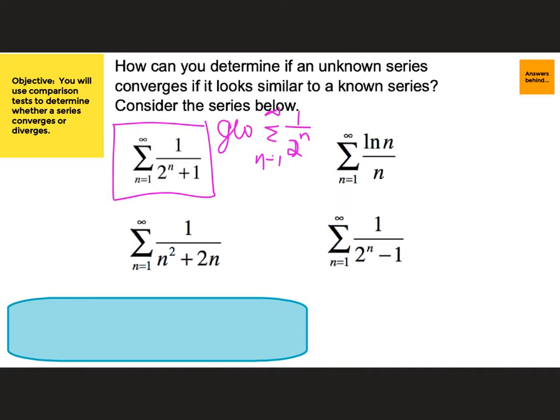And I know that 1/2 to the n converges because it's a geometric series where the thing I'm multiplying by, also known as the common ratio, is less than 1. So I know that that geometric series converges. To determine if this one converges, here's what I'm going to think. I'm going to think graphically.